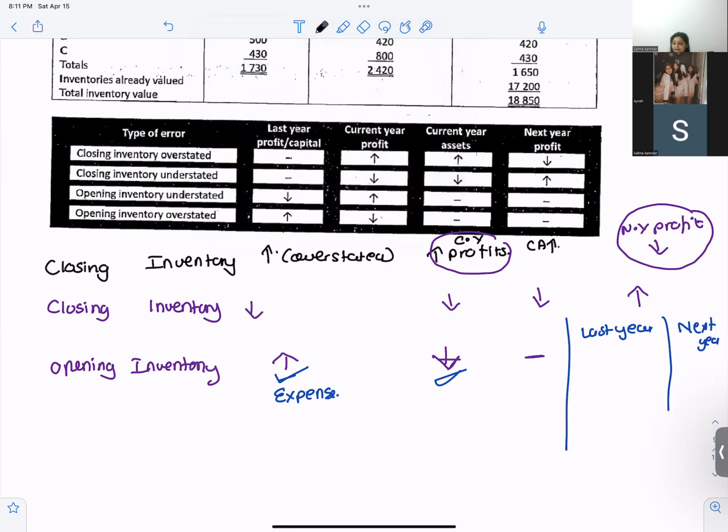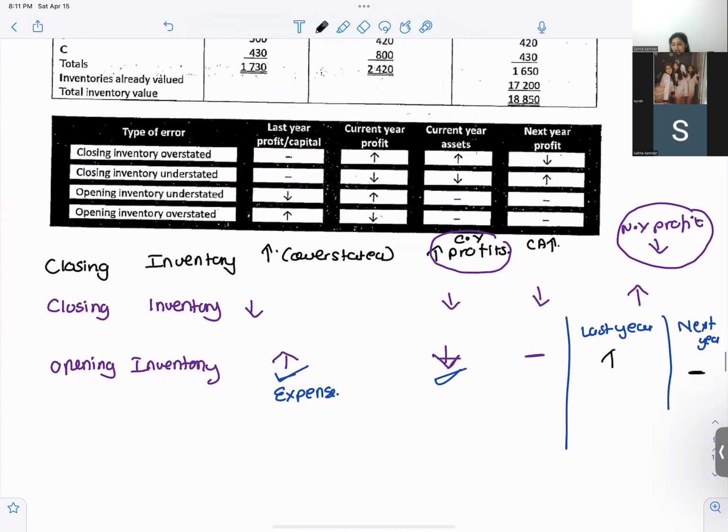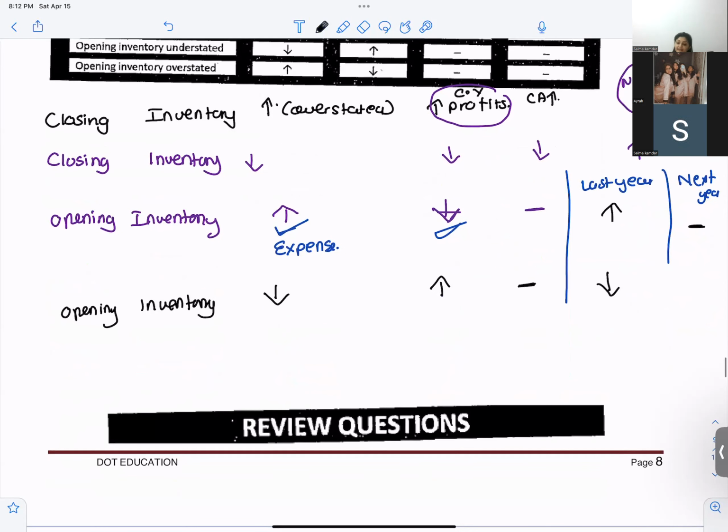Yeah. Last year's profit will be overstated then, because last year it was closing inventory, so last year's profit is overstated. What happens if your opening inventory is understated? Your profit will be overstated. Current assets no effect, and last year profits understated.